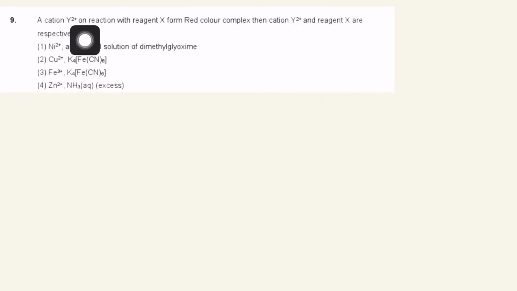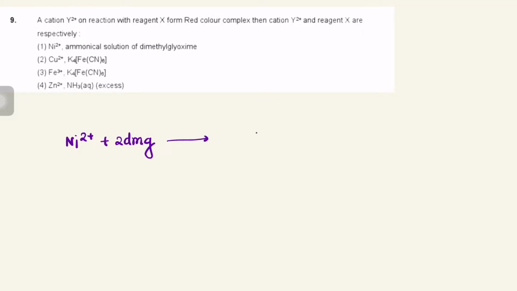A cation Y2 plus on reaction with reagent X forms rosy red or red color complex, basically that is red. Then they are asking the cation Y2 plus and the reagent X are respectively. So that is very important and very basic question. That is of qualitative analysis, as well as we study this in coordination compounds. That is Ni(DMG)2 complex. So Ni2 plus with 2 DMG, that is dimethylglyoximato, we get the complex Ni(DMG)2.